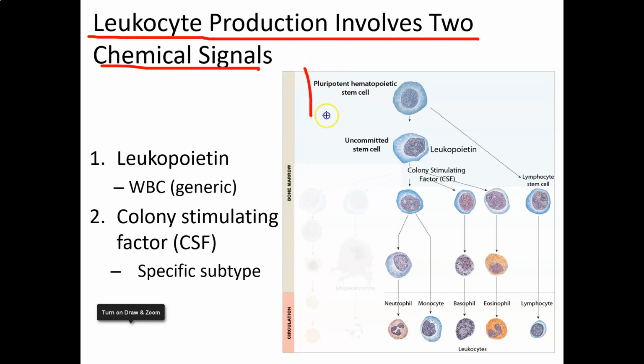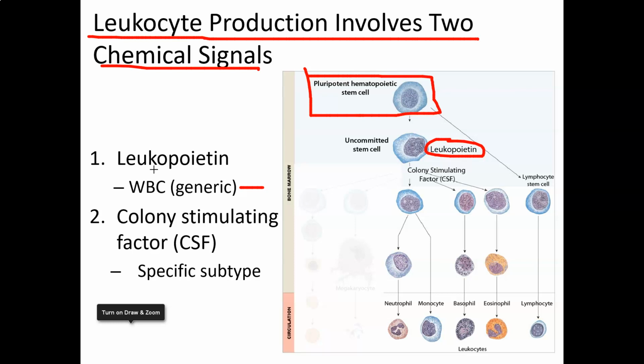So again, we start with that pluripotent hematopoietic stem cell we've seen a couple times. But this time we have two chemical signals. The first chemical signal is called leukopoietin. And leukopoietin is basically the generic chemical signal that says make a white cell. It's not any different than the other two ones we've looked at. Leuko means white, right? It's the scientific name for white blood cells. So erythropoietin, right, makes red cells.